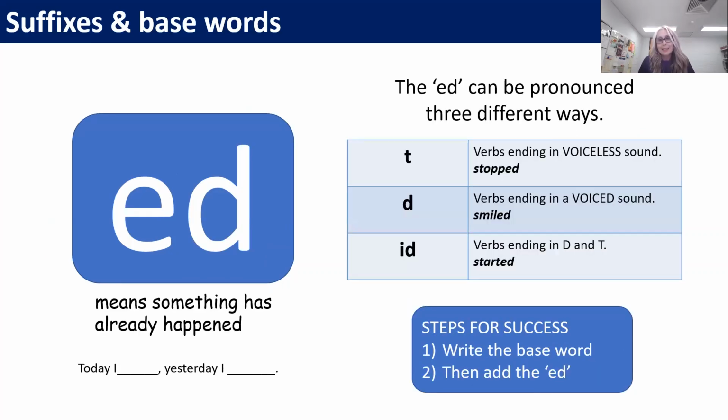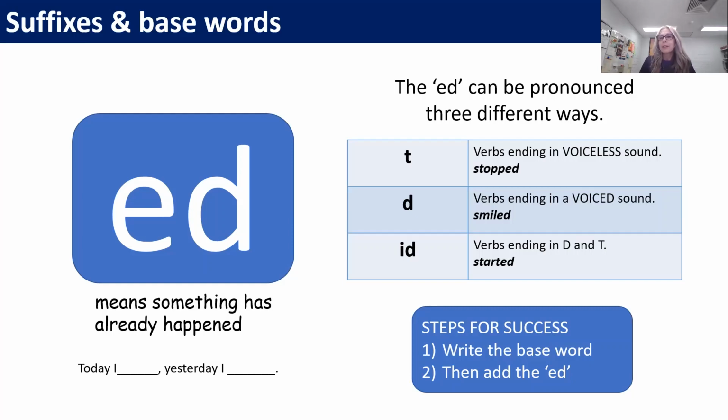Then we get into ED. Now, it's all got a different sound, hasn't it? So initially when we teach children what ED means, it means that something has already happened. So we've got the meaning of ED. Today I hop, yesterday I hopped. Today I jump, yesterday I jumped. So I'd start with that.